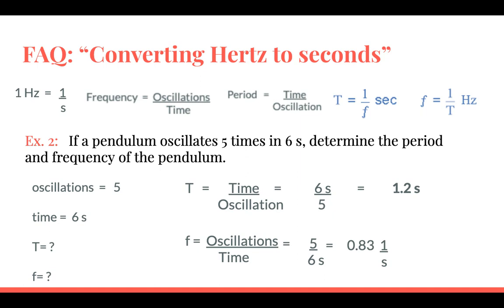Technically, our units are 1/second. The definition of 1/second is a hertz. So the frequency is 0.83 hertz. It's not technically a conversion, it's the definition of what a hertz is. Just like the definition of a Newton is a kilogram meter per second squared. So the definition of a hertz is 1/second. As you divide number of oscillations by time, you get hertz.